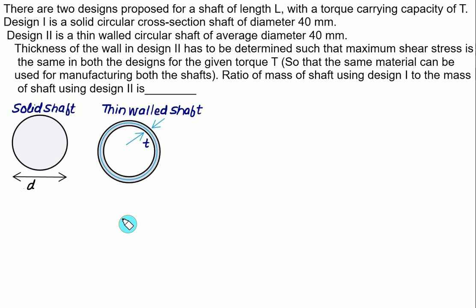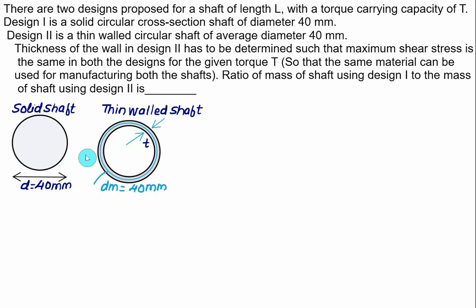So let's consider here we have a solid shaft and one thin wall shaft, and this value here indicates the mean diameter and the thickness equal to T. We have a solid circular shaft with diameter equal to 40 mm. So in this case the value of D will be equal to 40 mm, and the mean diameter dm is equal to 40 mm. So both diameters are the same here, but this one is an outside diameter and this one is a mean diameter. Thickness we have to find out.